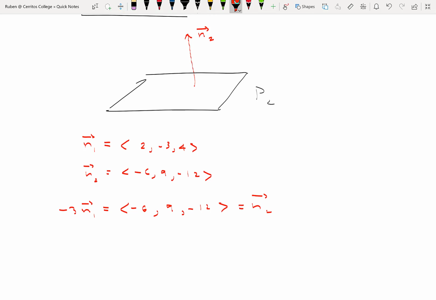N1 and N2 are parallel. That means the normals are parallel. So the two planes are parallel.